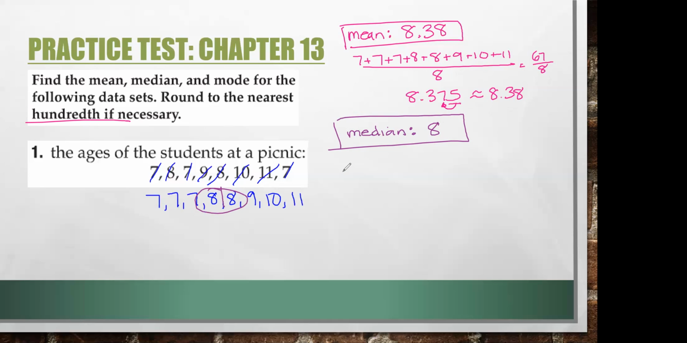And then the mode is a set of data that occurs most often. So I can see I have 3 7s here, only 2 8s, okay? Remember, it's not the set of data that occurs more than once, but the most often. So 7 occurs the most often, so the mode is just 7, okay?